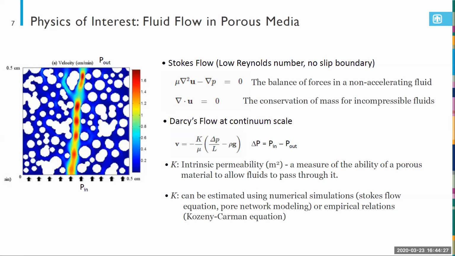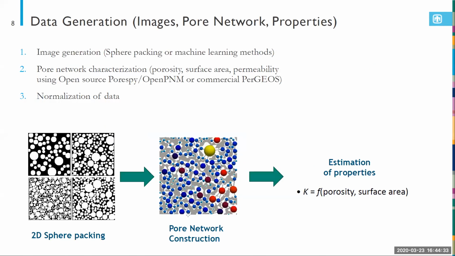And so we really want to estimate this K with some image data as well as a couple of different pieces of physical information. So for this presentation, we generated some toy bead packings, as shown here. In this case, we are using only 2D circular shapes, and we changed the size of these circles. We made about 350 images, and then we split those into training and testing. Once we generated these, we constructed the pore networks and calculated some properties used as input for machine learning.